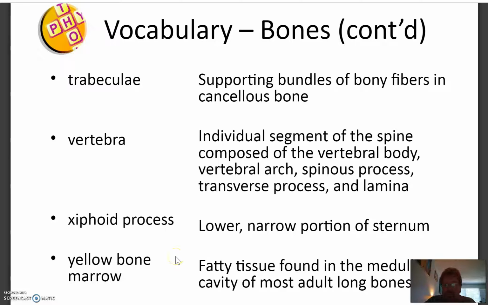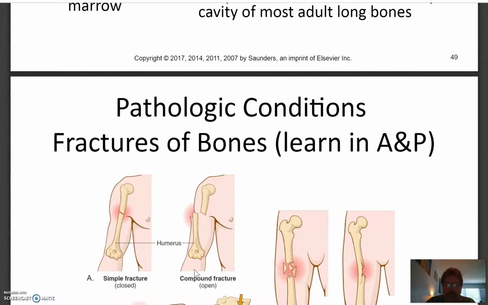Yellow bone marrow is fatty tissue, and medullary bone is inert. It's the red marrow that makes the cells. The yellow just kind of takes up space.